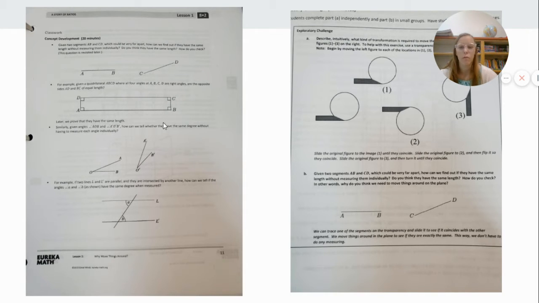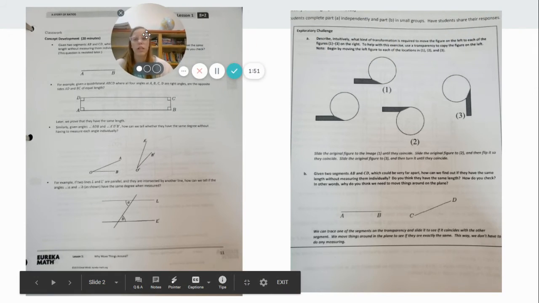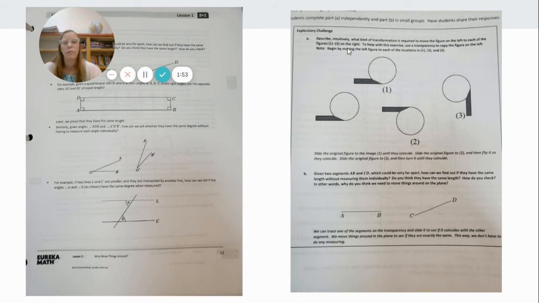Another way we could figure that out, well, we could fold the quadrilateral in half and fold them over each other. Okay, what about these angles? How can we figure out if they're the same without measuring them? And then the last one here, if two lines, L and L, are parallel and they are intersected by this line, how can we tell if the angles are the same? Okay, lots of questions for this lesson. And then we move over here.